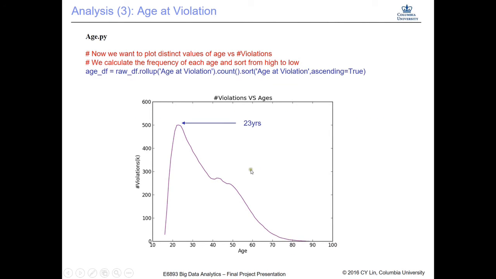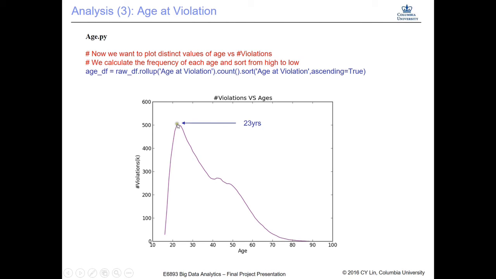To get a better picture, we will plot a graph of distinct ages versus number of violations. We need to create a data frame with first column the age in ascending order, and second column the frequency each age appears in the dataset. For that reason, we use rollup and flat map operations, and we create the age df data frame. Then we also create a list for the 2 columns and we plot the result.